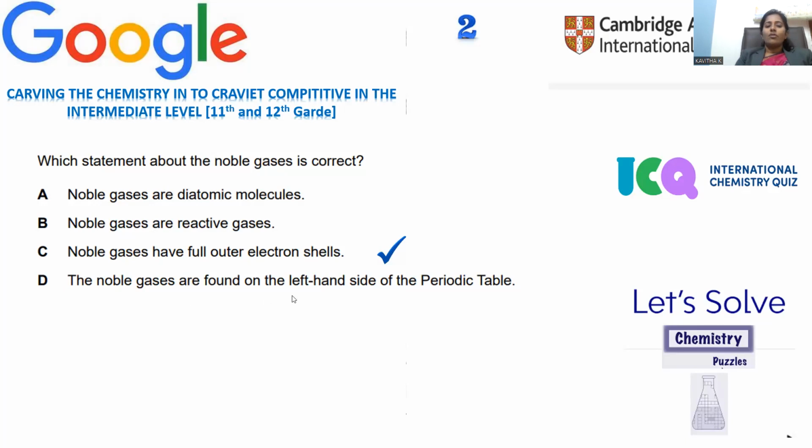Noble gases are found on the left hand side of the periodic table. If you observe the periodic table, they are at the most right hand side, the completely last column on the right, not the left hand side. On the left hand side we start with the s-block elements, right? So this is also wrong. Among all the given options, the correct one is completely filled.